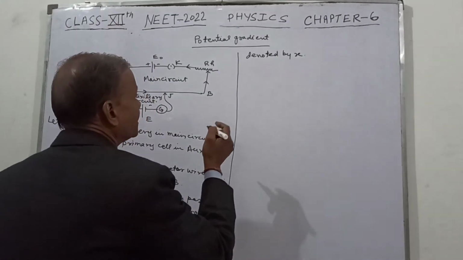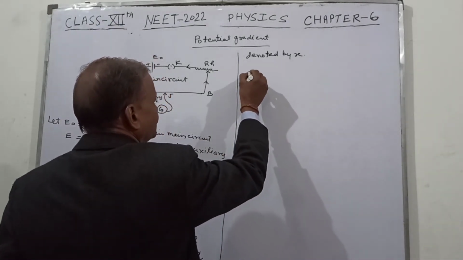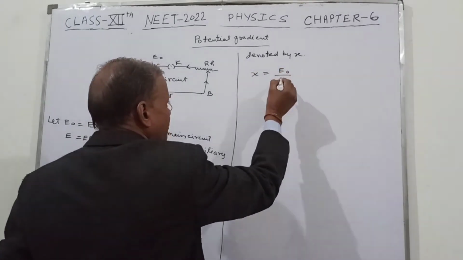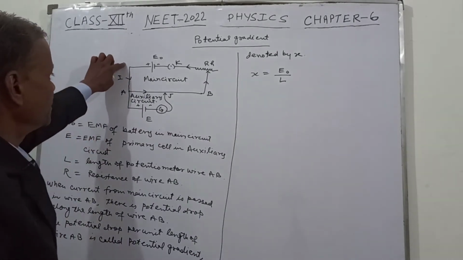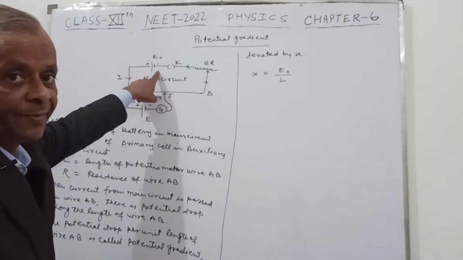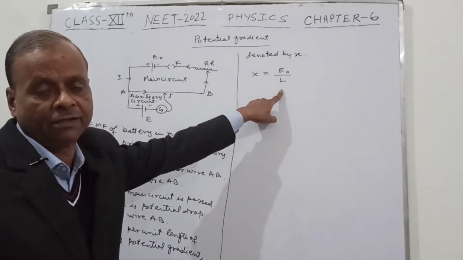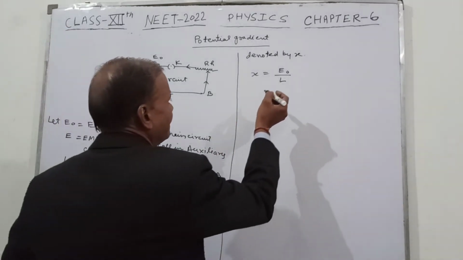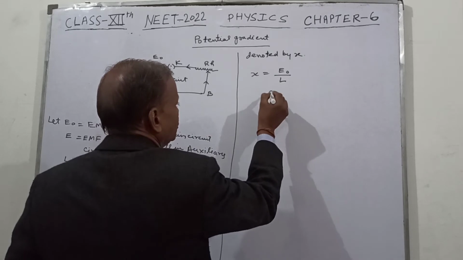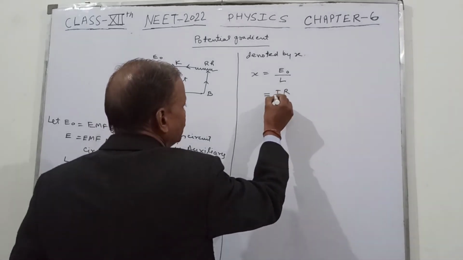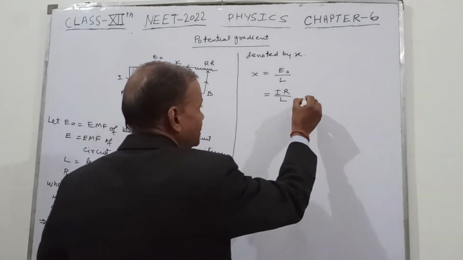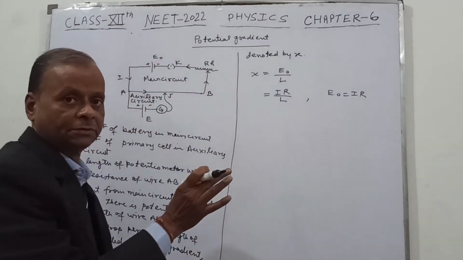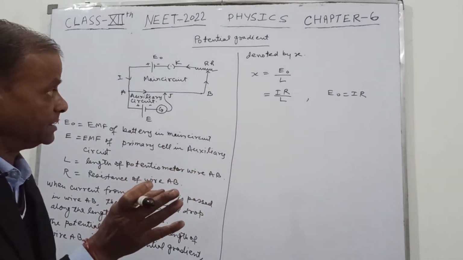So now this X equal to E naught upon L, because current is coming from this main circuit. So we have to take the EMF of this battery E naught. L is the total length of the wire. So you can have this equal to I into R upon L. This E naught is equal to I into R, I the current that passes through the wire, R the resistance of the wire.